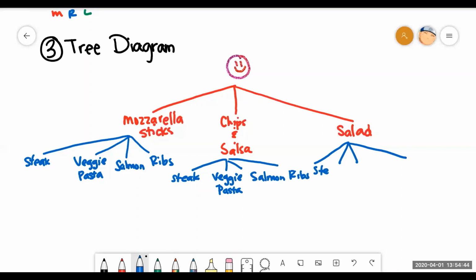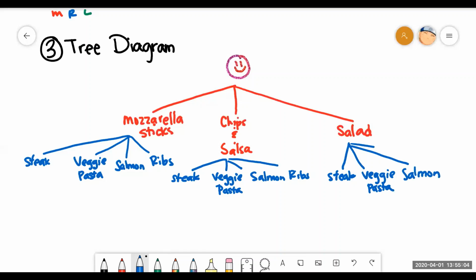And again here, steak. Let me scoot this over a little bit so you can see it a little better. Steak, veggie pasta, salmon, ribs. With the tree diagram, it might be important to point out that when we're doing these types of combinations, these groups are independent of each other. Okay, that's really important. They are independent of each other.